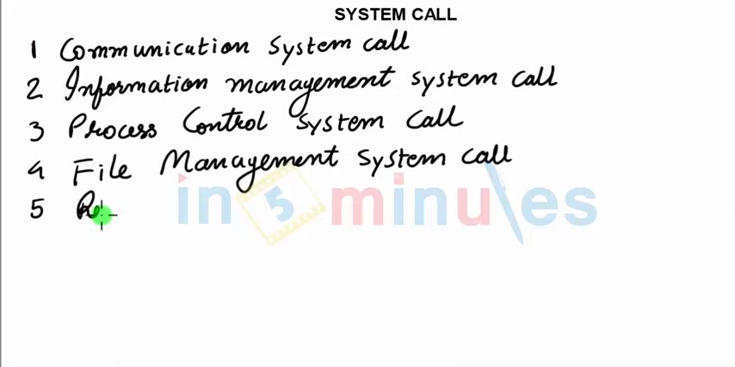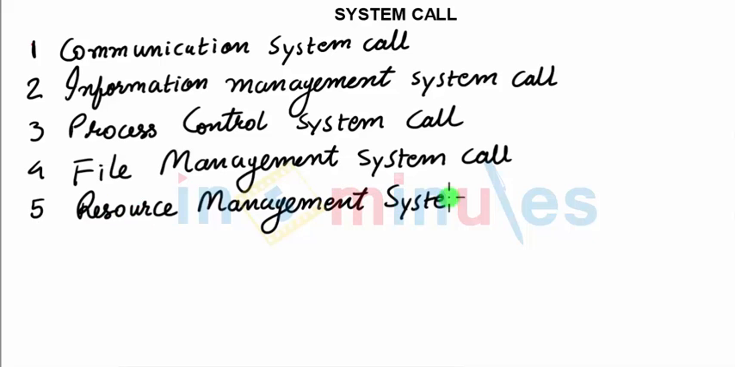The fifth one, resource management system call. Now this is where we talk specifically about third-party attachable devices which can be attached, such as a printer, scanner, or something similar to that. Even in some cases hardware which is plug and play, like your mouse and your keyboard. This would be handled by the resource management system call.